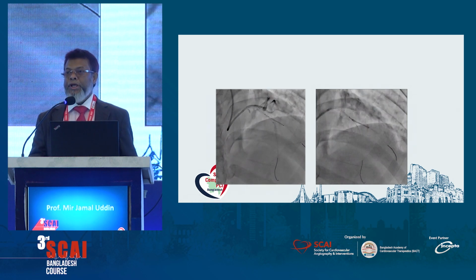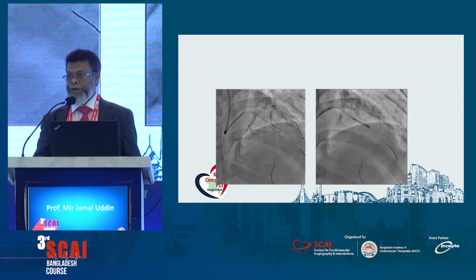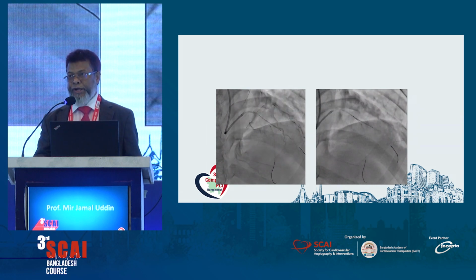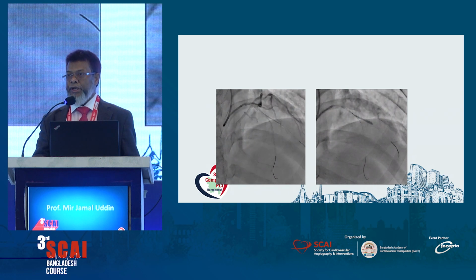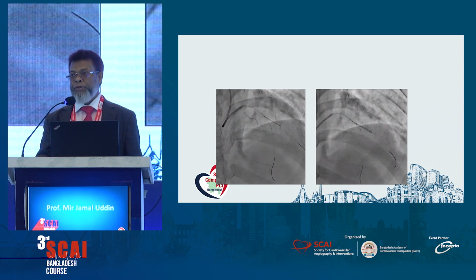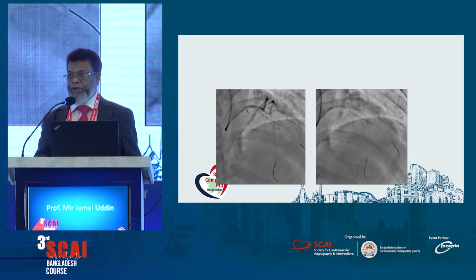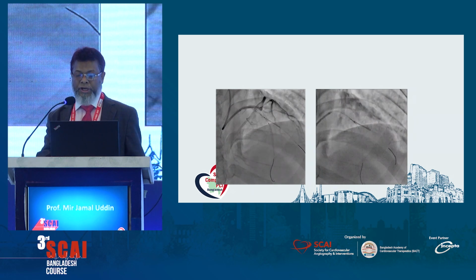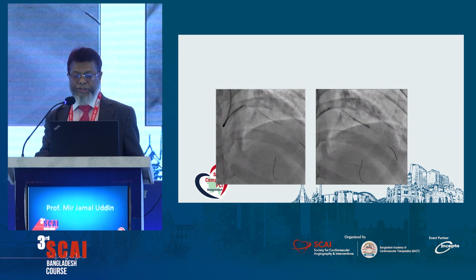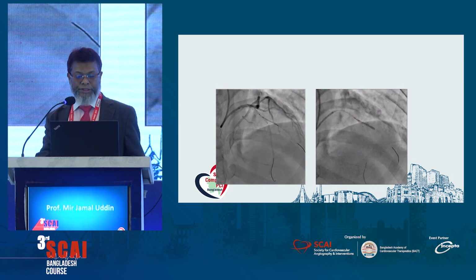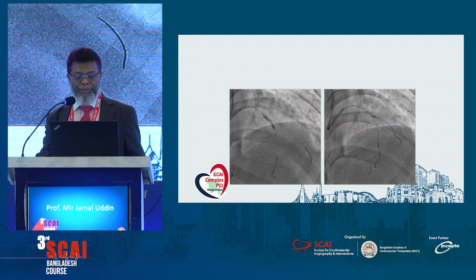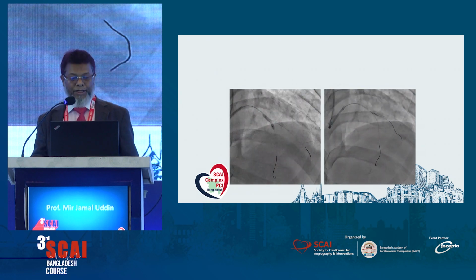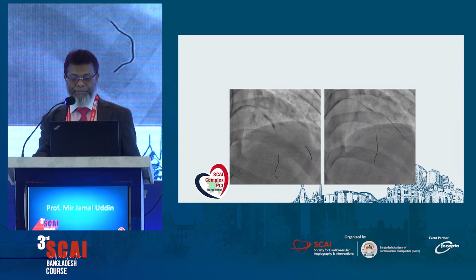This is one important thing. A main branch balloon should be of adequate size and it should be kept across the side branch stent. If you keep it distal to the stent, you may get stuck. If you keep it proximal to the stent, you may not re-enter. That is the problem, and that is why you should keep it across the side branch stent. Side branch stent deployment is in progress. After deployment of the side branch stent, you see I have kept the wire and I deployed the stent in the main branch.